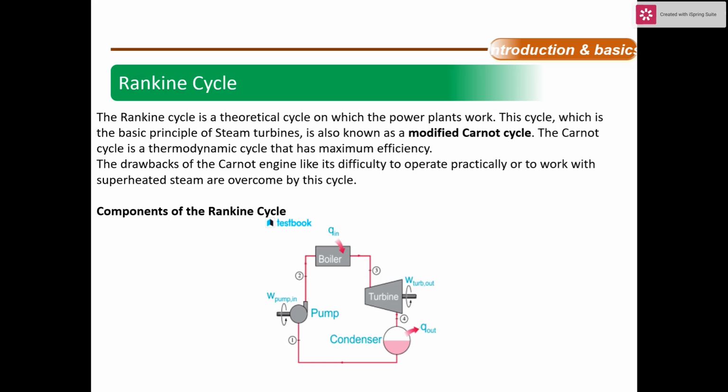After that, the condenser. This is the condenser. The condenser has a set of tubes with a cooling medium surrounding it. The cooling medium may be air or water depending upon the placement of the power plant. Steam in saturated liquid-vapor state is condensed at constant pressure and heat is rejected to the cooling medium.